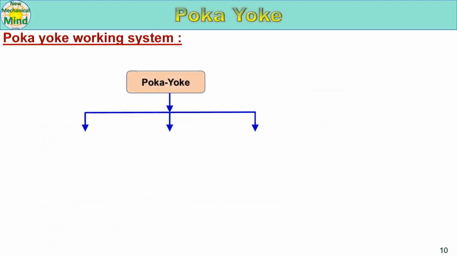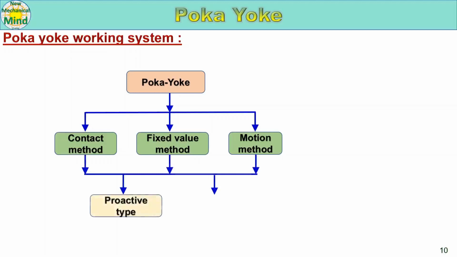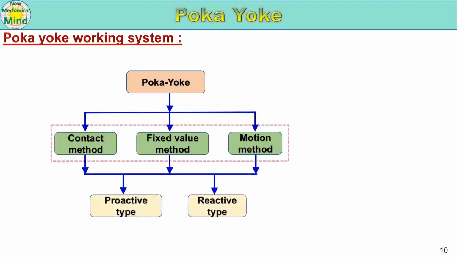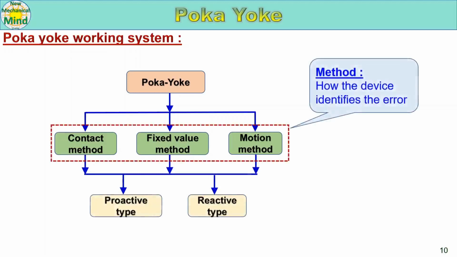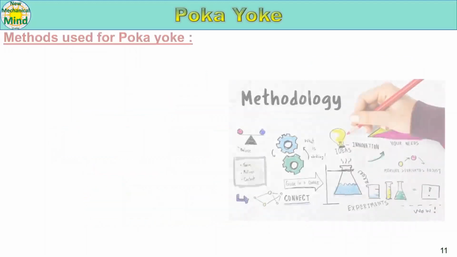Poka working system. Poka works in three methods: contact method, fixed value method, and motion method, and communicates in two types: proactive type and reactive type. Poka works in three methods to identify the errors and communicates the errors to the user by two types. These are the Poka working system.